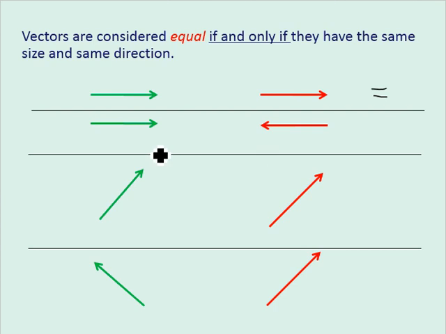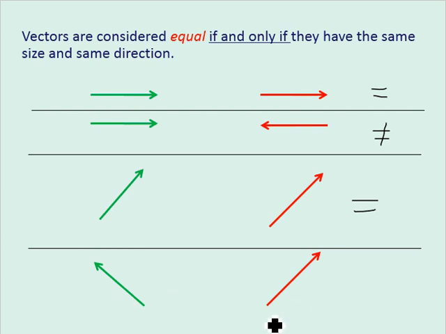These two here, let's look at the direction in which they're going. The arrow tip in this one's pointing this way. The arrow tip in this one's pointing that way. So even though they look like the same size, they're not in the same direction. So these vectors are not equal. These two vectors here, again, they look like they're the same size. They're pointing in the same direction. These guys are equal.